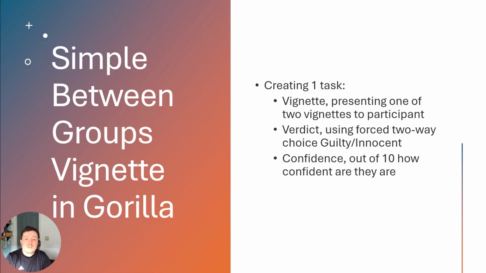Next up is going to be the Gorilla task. So this is really the meat and bones of the project, and what it's going to do is present one of 2 vignettes to our participants, and then also ask them to pass verdict as to whether the perpetrator is guilty or innocent. And then finally, it's going to ask them to rate their confidence on their previous decision on whether that person was guilty or innocent. And they're going to be rating that out of 10. So 0 being least confident, 10 being most confident.